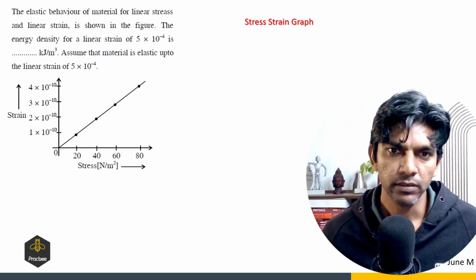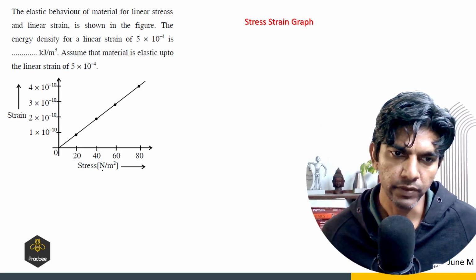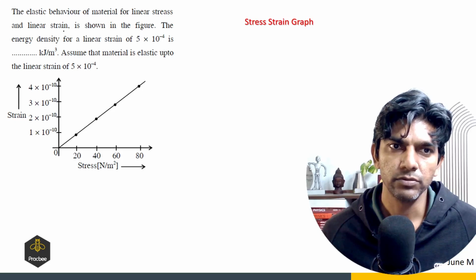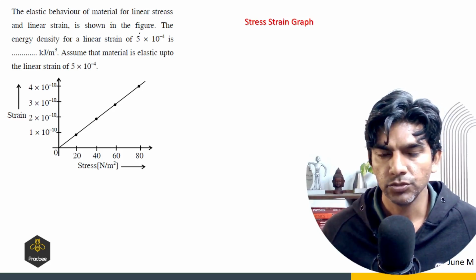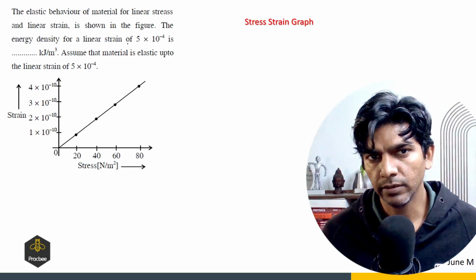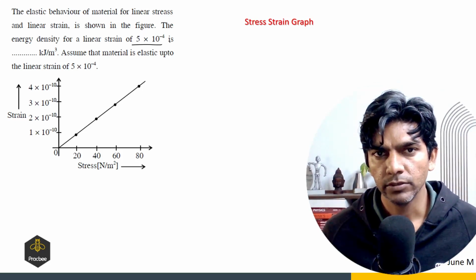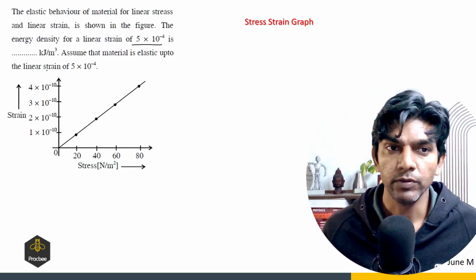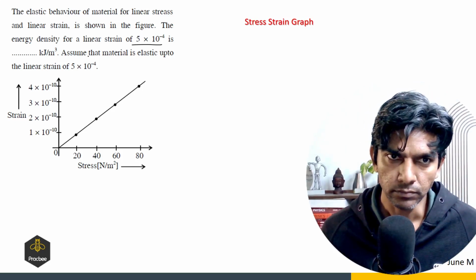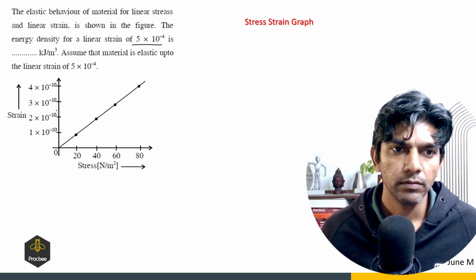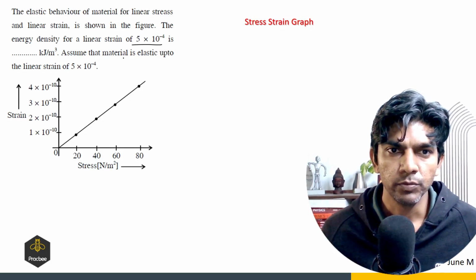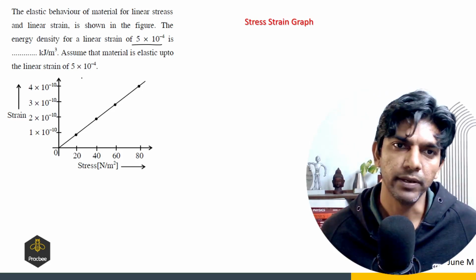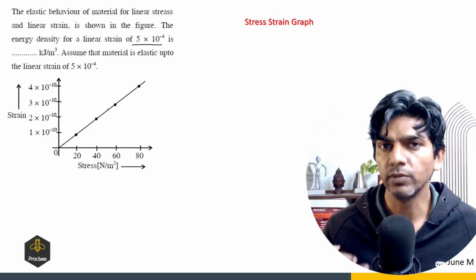Another question based on stress strain graph. So on the x-axis we have given stress, on the y-axis we have given strain. The elastic behavior of the material for a linear stress and linear strain is shown in the figure. The energy density for the linear strain is 5 into 10 raised to power minus 4. Linear strain is 5 into 10 raised to minus 4, and we have to find the energy density. Assume that the material is elastic up to the linear strain of 5 into 10 raised to power minus 4. Okay, right, so it is elastic, so we can assume linear relation.